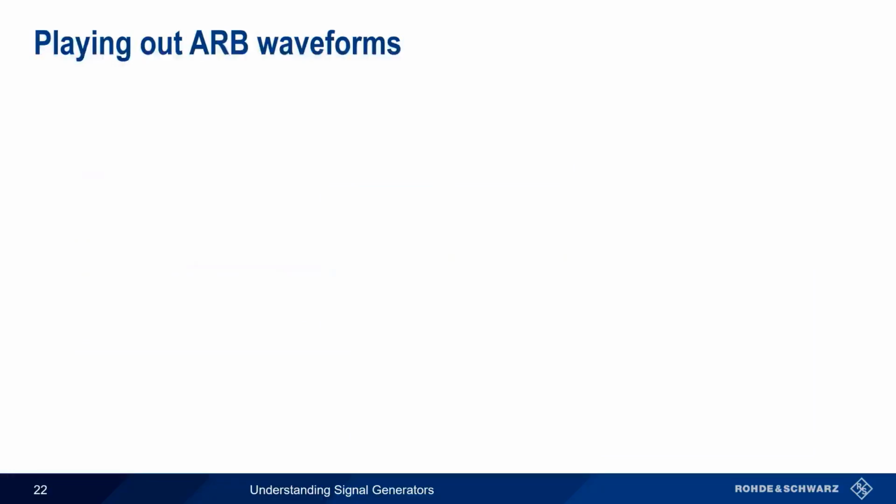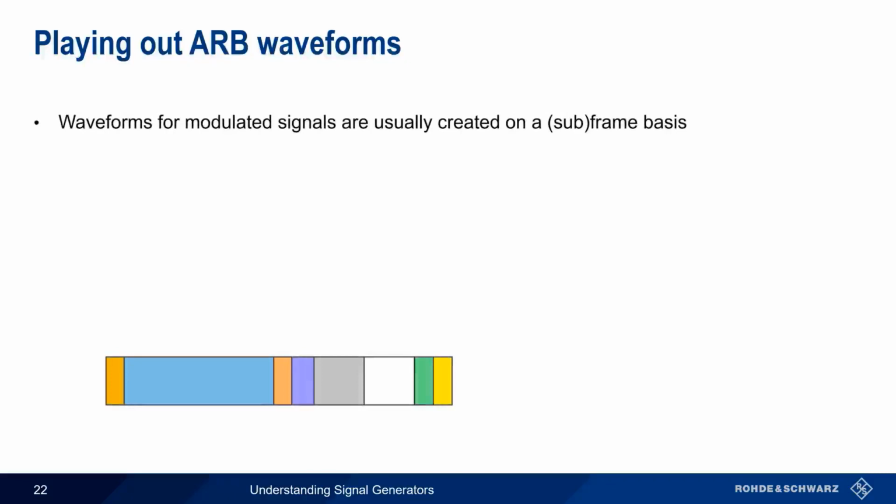As we've just seen, we can create arbitrary waveform files either externally or internally. But the question now is, how do we play out these files? It's important to remember when we create waveforms for most modulated signal types, we usually do this on a frame or a subframe basis. For example, communication standards like LTE, 5G NR, the different varieties of 802.11, etc., all have a frame structure, and when waveforms are created for these standards, the minimum unit is one of these frames. Note, however, there are some types of signals that may not have this defined structure.